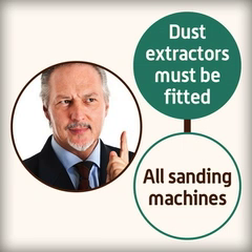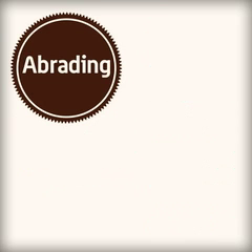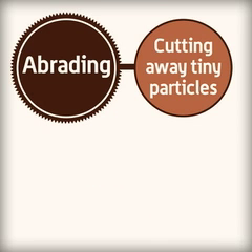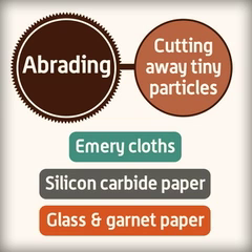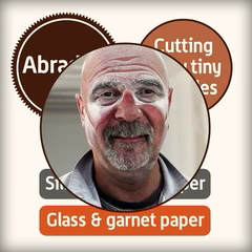Safety is always an issue. Dust extractors must be fitted to all sanding machines in a workshop. Abrading is the name given to the process of cutting away tiny particles using emery cloths, silicon carbide paper, and glass and garnet paper used on timber, a gentler form of sanding. All sanding machines create dust.